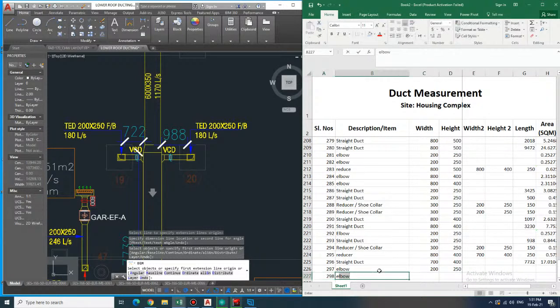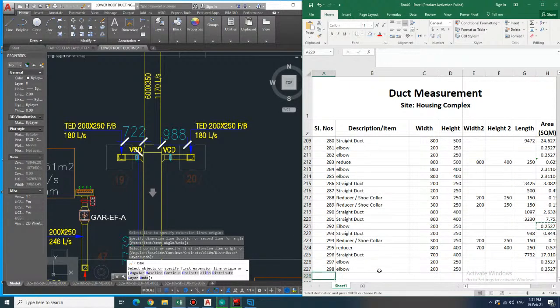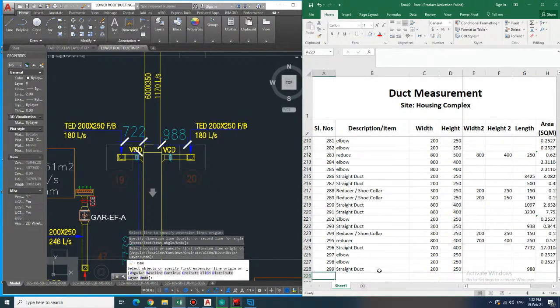298 elbow, 200 by 250. Both elbows. 299. Straight duct, 200 by 250 straight, 988. 300. Straight duct, 200 by 250. Length.